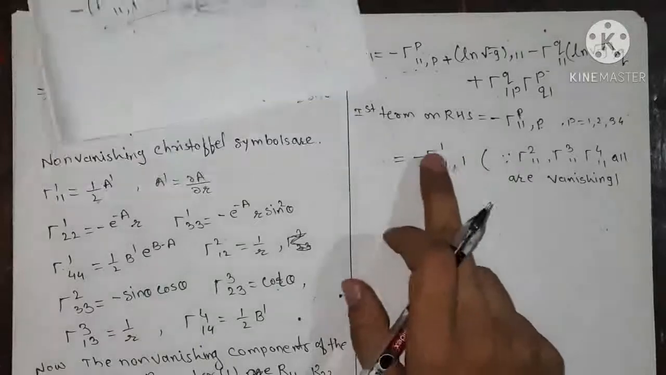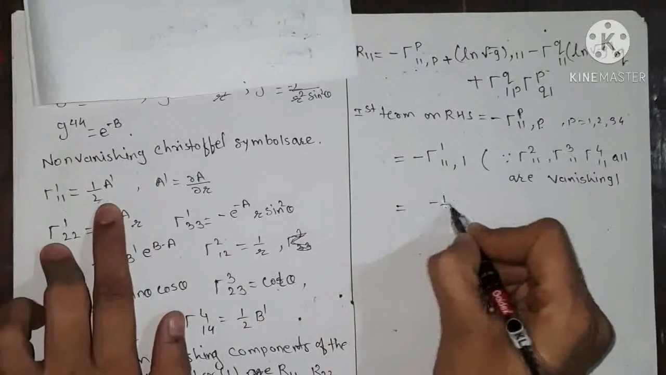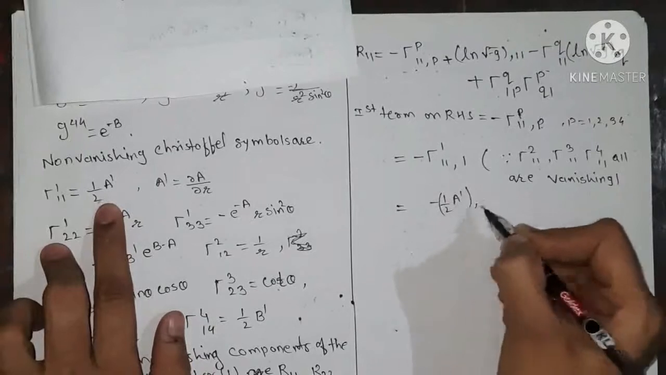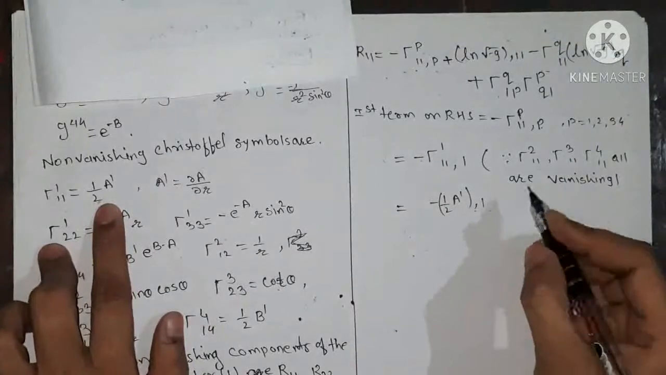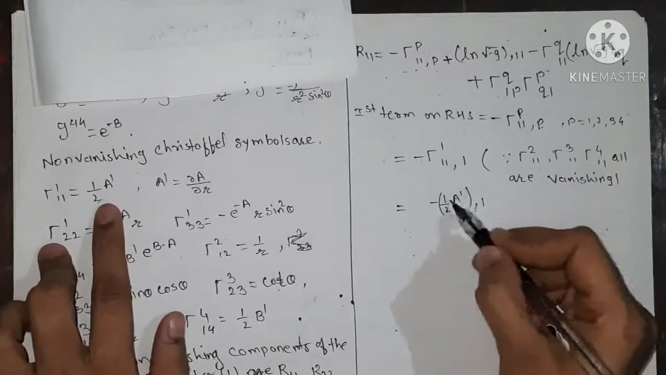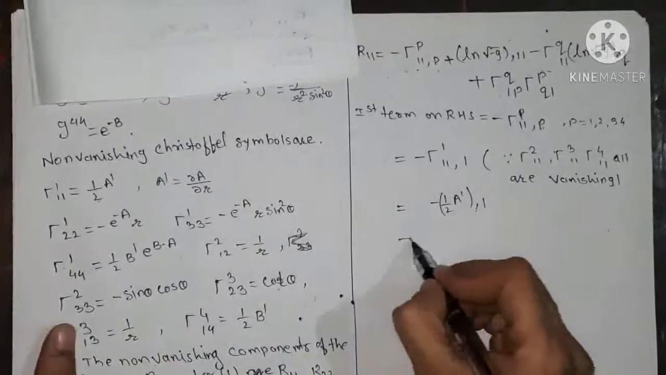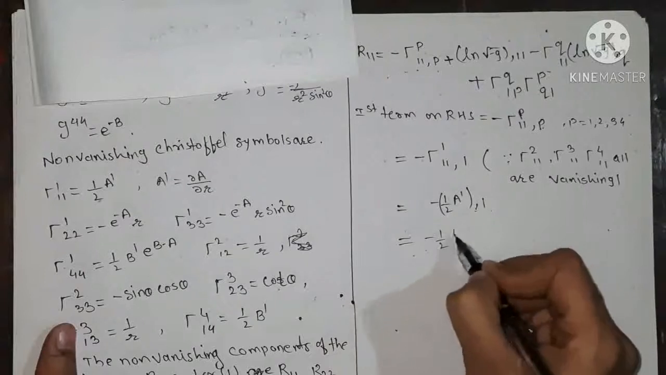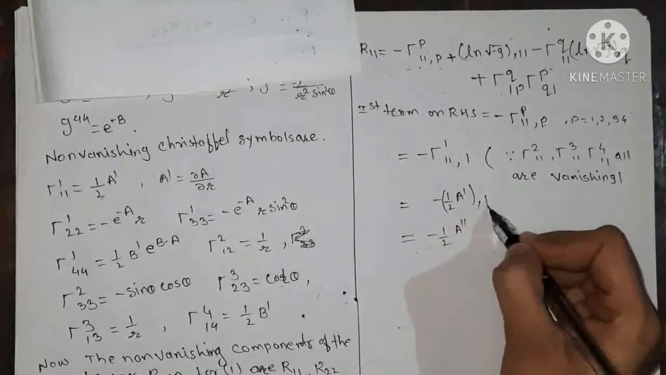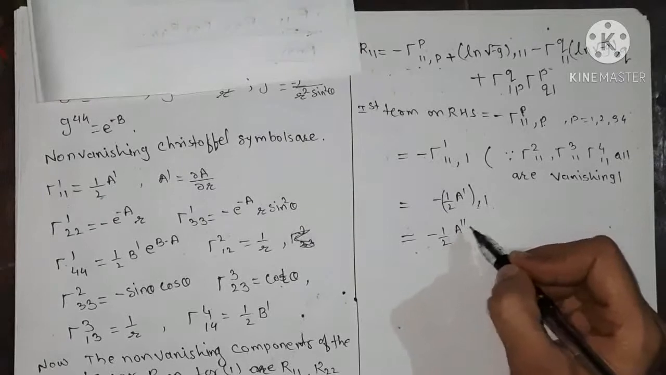What is the value of gamma of 1 1 1? It is minus 1 upon 2 a dash, and comma 1 is nothing but the partial derivative del a with respect to the first coordinate, which is r. So this is minus half a double dash, since we are differentiating a dash with respect to r again. This is our first term.